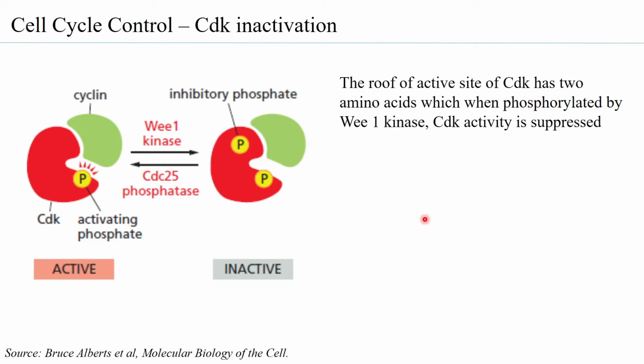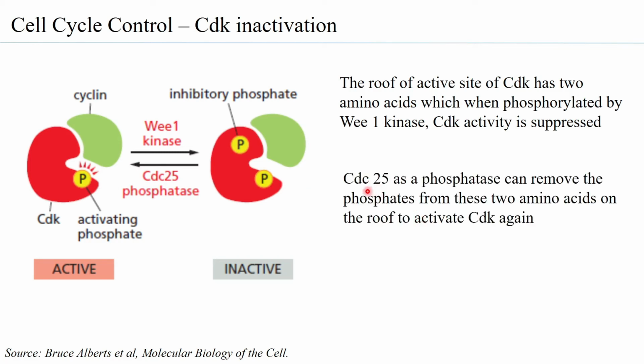So yes, it can become active because when you have a CDC25, this is a phosphatase. So it's an enzyme that can remove phosphates. So when the CDC25 removes the two phosphates from the two amino acids on the roof of the CDK, then it will go back to this stage, and this stage we know is an active CDK.